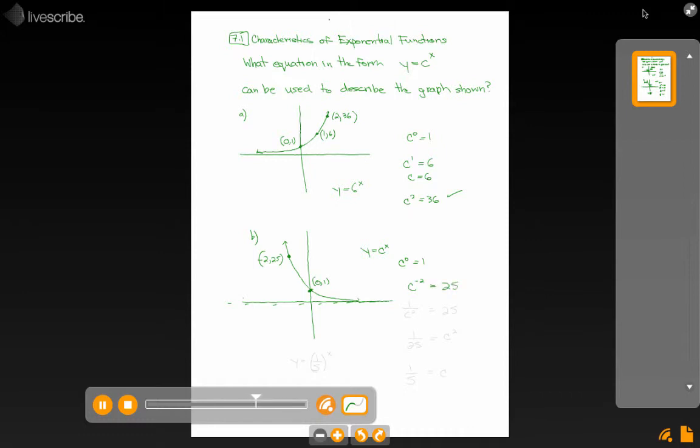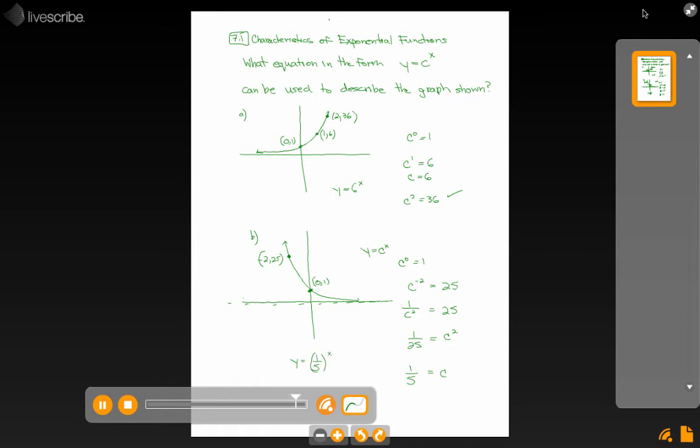Now how you decide to solve that depends on how good you are, I suppose, with your exponent rules. So c to the negative 2 is the same thing as saying 1 over c squared. That needs to equal 25. You could cross multiply and say 1 over 25 needs to equal c squared. So c is going to be the square root of that, which is plus or minus a fifth. But we've said that for our exponential functions we don't deal with negative bases, so c is 1/5. This graph is the graph of y equals (1/5) to the exponent x.